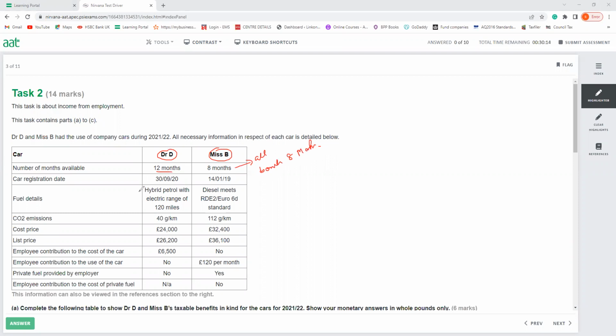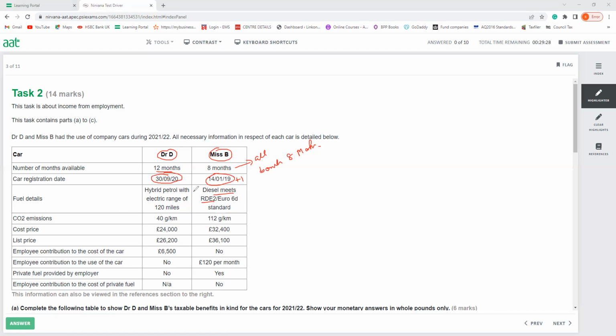The car registration date is also important, because if the car was registered before April 2020, we have to see whether 1% needs to be added or not. Here we have a registration date of 30 March 2020, and here we have 14 April 2019. That means before April 2020, so we have to add 1% here. Also we need to look at whether this car satisfies the RDE2 standard. This one is satisfied with the diesel meter.